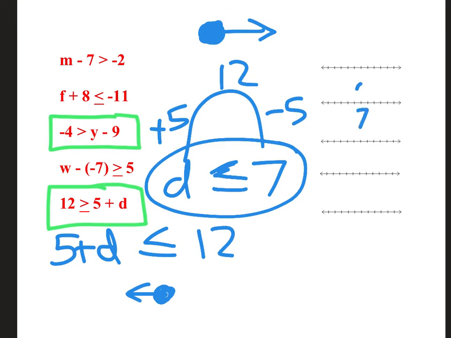So 7 works, that's why I fill it in. And everything less than 7 works, like 6 and 5 and 4. But 8 wouldn't work, and 7.5 wouldn't work. Anything to the left of 7 works, and 7 itself works.